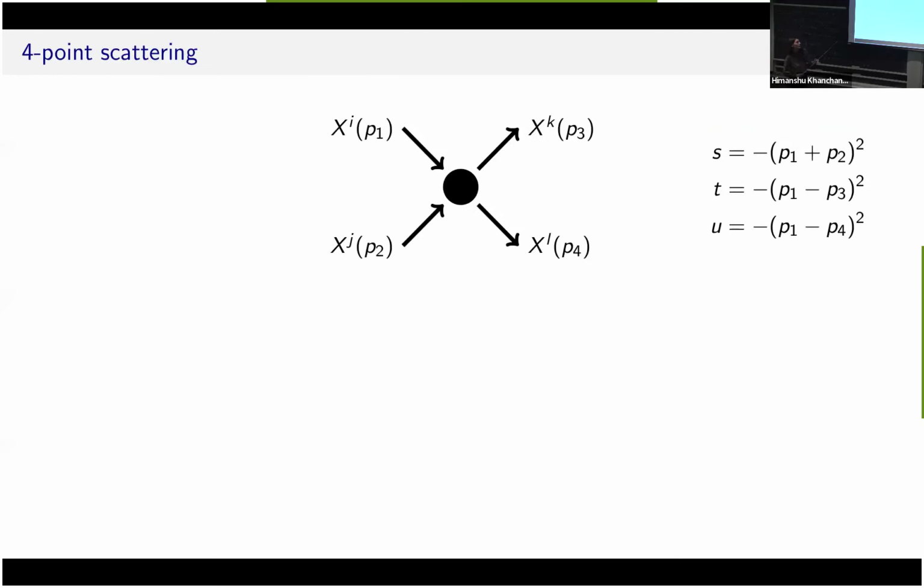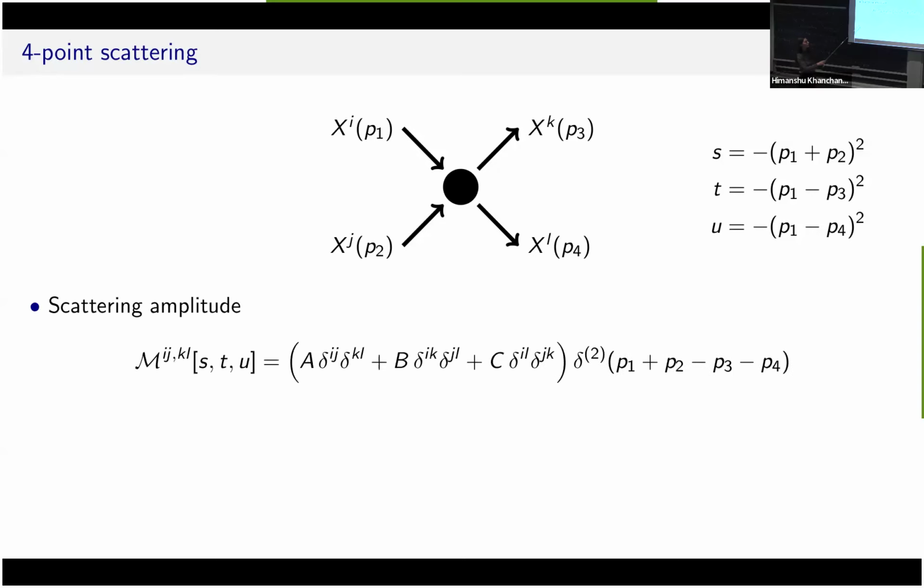All right. So then, with this free quadratic term and with this cubic interaction term, you can start looking at interactions. And here I will look at the 2-to-2 scattering, where two incoming bosons X^i and X^j with momenta p1 and p2, and two outgoing bosons X^k and X^l with momenta p3 and p4. So this scattering amplitude is best written down using the Mandelstam variables. And it takes the following form.